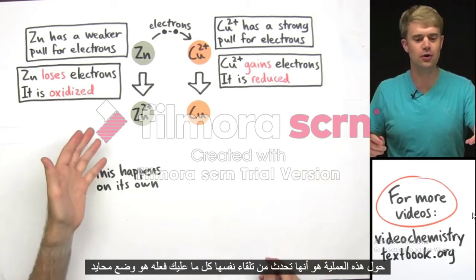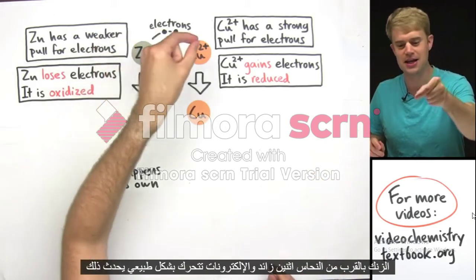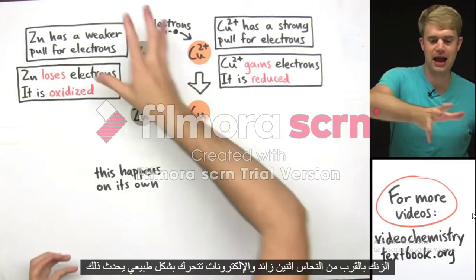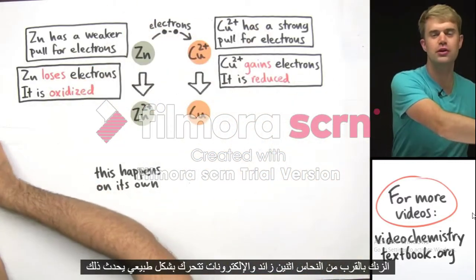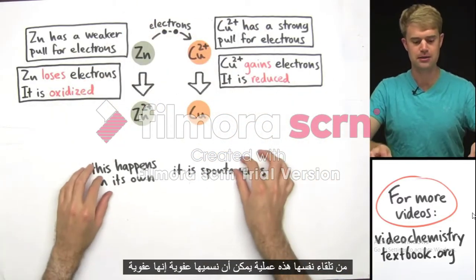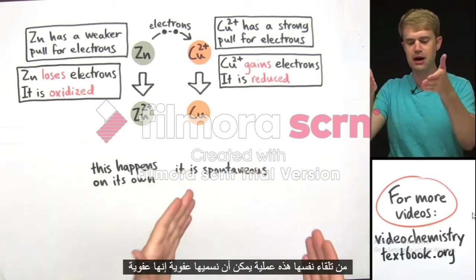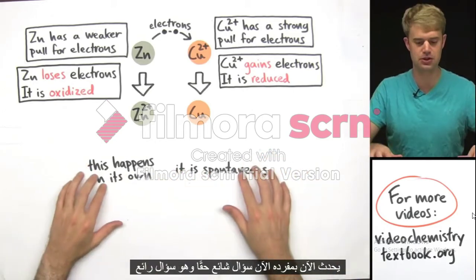All you got to do is put neutral zinc near copper 2+, and the electrons just naturally move. It happens on its own. This is a process that we can call spontaneous. It's spontaneous. It just happens on its own.